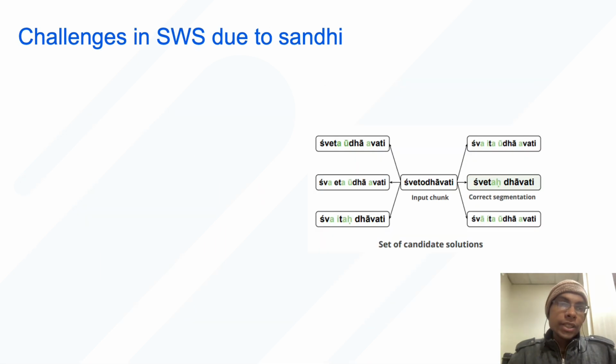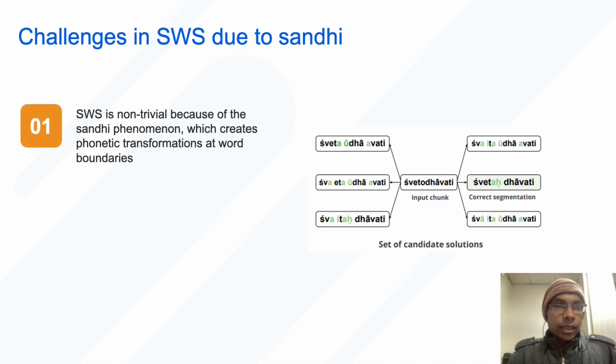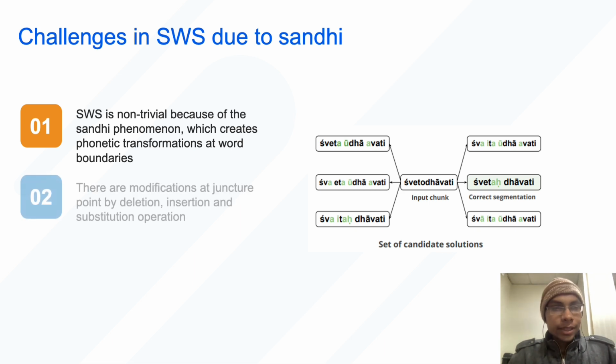Sanskrit word segmentation is mainly challenging due to the Sandhi phenomenon. It is non-trivial because Sandhi creates phonetic transformations at word boundaries. These modifications occur mainly at the juncture point by deletion, insertion, and substitution operations. For example, in this input, you can find there are various possible solutions, and at the juncture point there are modifications due to the Sandhi phenomena.